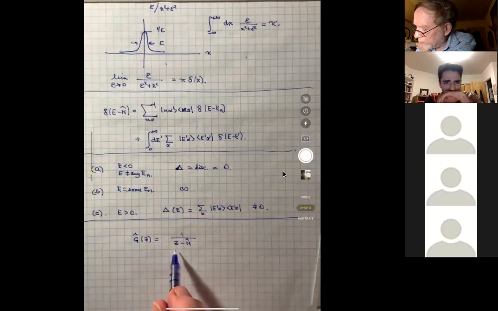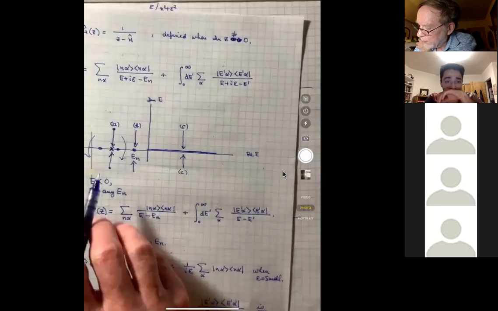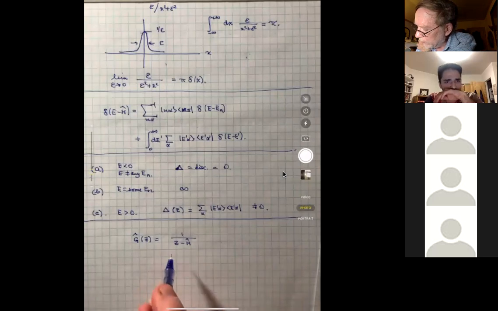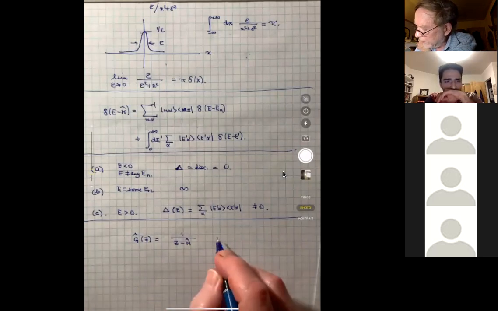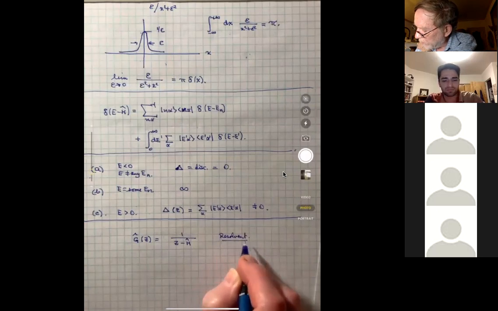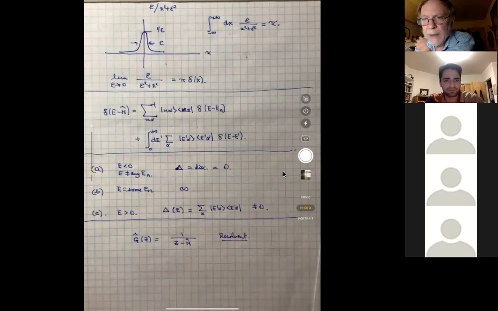So if z is not on the real axis, or if it's on the real axis but in the gaps between the negative discrete eigenvalues, then this is a well-defined function of z. And this is called a resolvent operator for complex energies. Now it can be applied for both positive and negative imaginary parts.